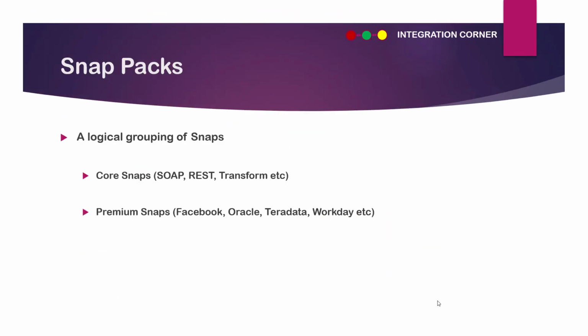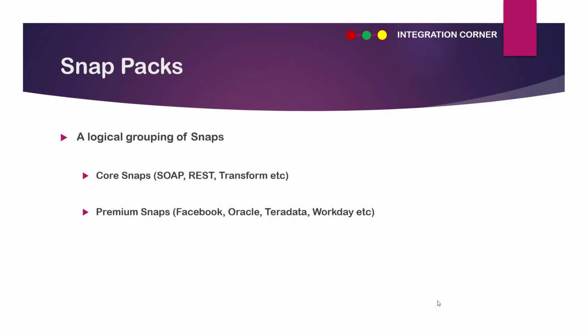Now Snap Packs are a logical grouping of snaps. There are 2 types primarily in Snap Packs: core snaps, which are open to the public, and premium snaps that have a license to them. Anyone with your organization ID can get an account in SnapLogic. You can just sign up, and whatever snaps you can see are the core snaps.